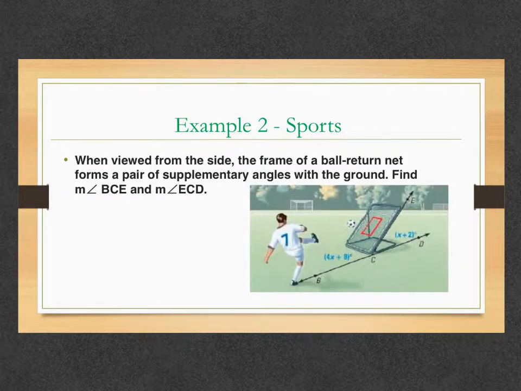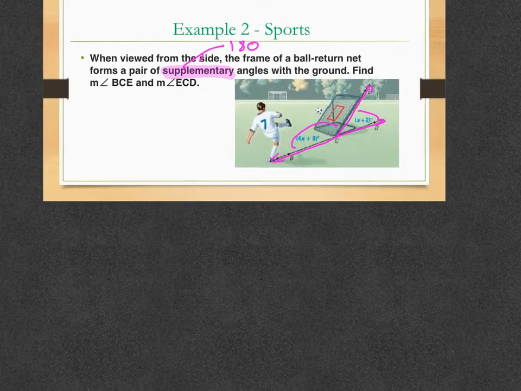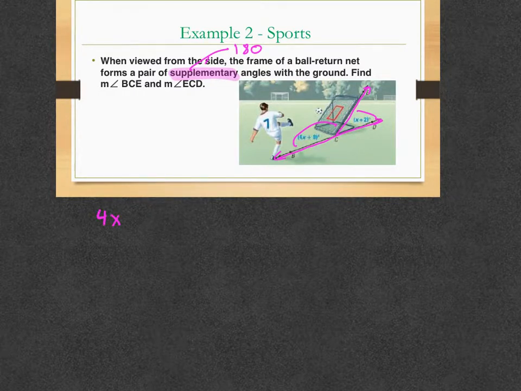Example 2. Now you got like more words, so you're not allowed to freak out because it's probably just as easy. It just says words and a picture. It says, when viewed from the side, the frame of a ball return net forms a pair of supplementary angles. So supplementary means what? 180. With the ground, find the measure of angle BCE and ECD. So if this is 180 degrees, right, because that's my line, it's divided into 2 angles. I'm going to take these 2 angles and do what with them? Good. Add them and set them equal to 180.